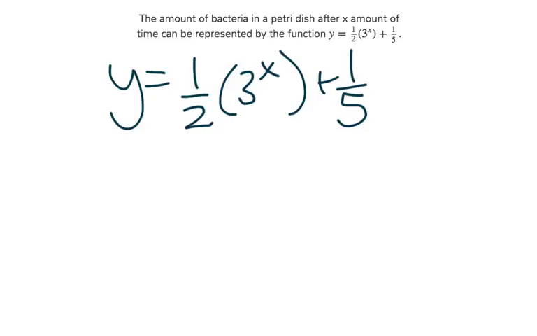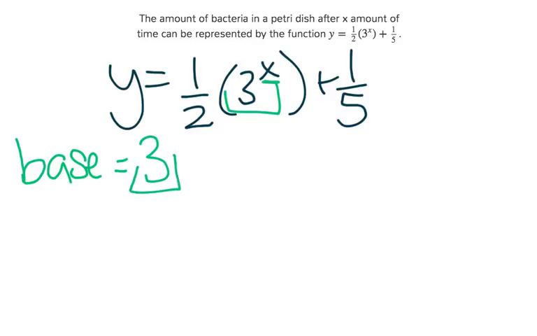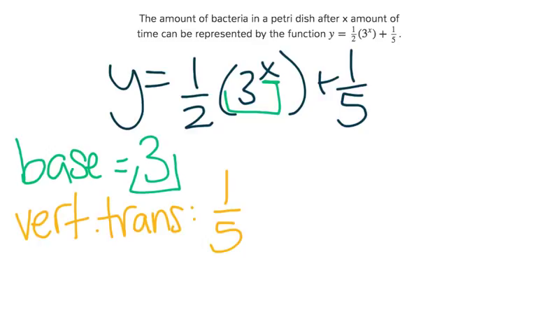The amount of bacteria in a petri dish after x amount of time can be represented by the function y equals 1/2 times 3 to the x plus 1/5. Our first parameter in an exponential function that we want to take a look at is the base. The base is 3, which tells us that for every change in x, this function is tripling itself. The original amount is tripling itself.